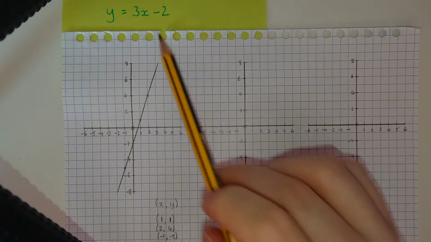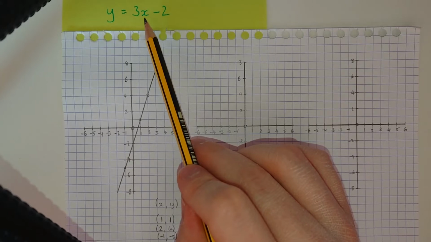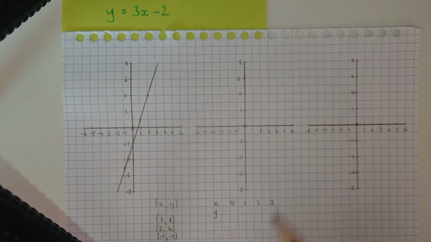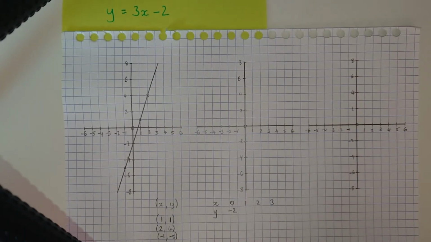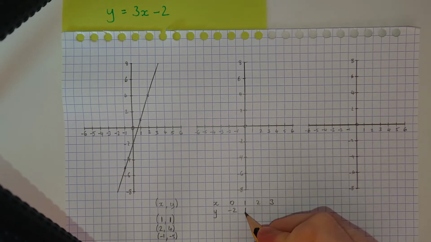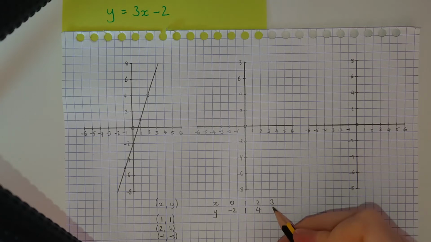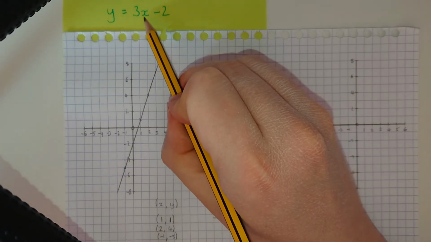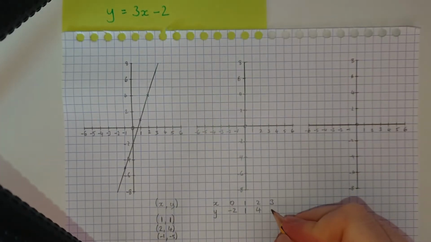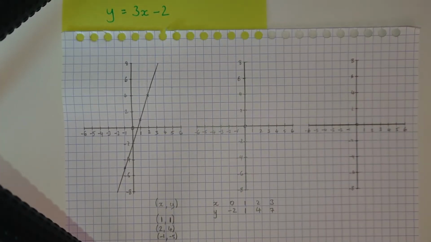So if x is 0, 3 times 0 is still 0, take off 2 is minus 2. And we already know these. 3 lots of 1 take 2 gave us 1. 3 lots of 2 take 2 gave us 4. We didn't do this one. 3 times 3, if I put the 3 in here, 3 times 3 is 9, take off 2 gives me 7. So 3, 7 is on there.